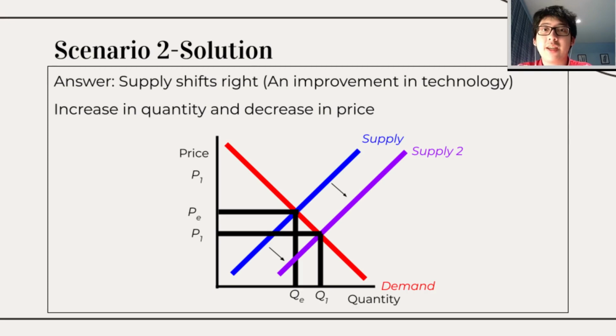Okay, here's the answer. In this case, the supply curve will shift to the right. The looting books serve as an advancement in technology which allows more beef to be produced, hence increasing the supply, shifting the supply curve to the right.